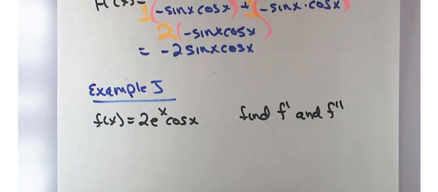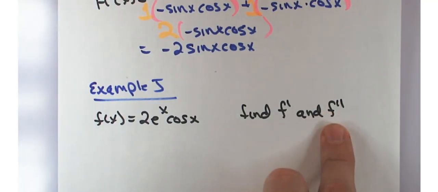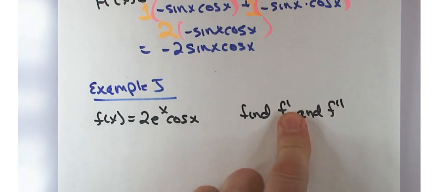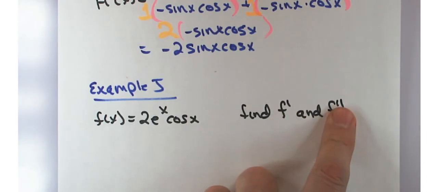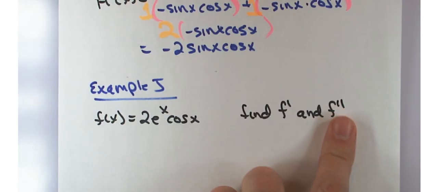What do you think we're going to end up doing to find f double prime? Suppose you had f prime. What do you have to do to find f double prime? Find that derivative. Yeah, differentiate again. So you can differentiate the first time, and then take that and differentiate it to get the second one, f double prime.